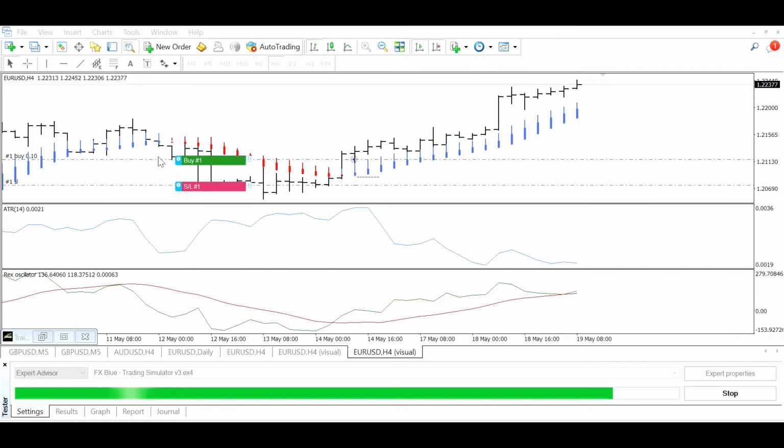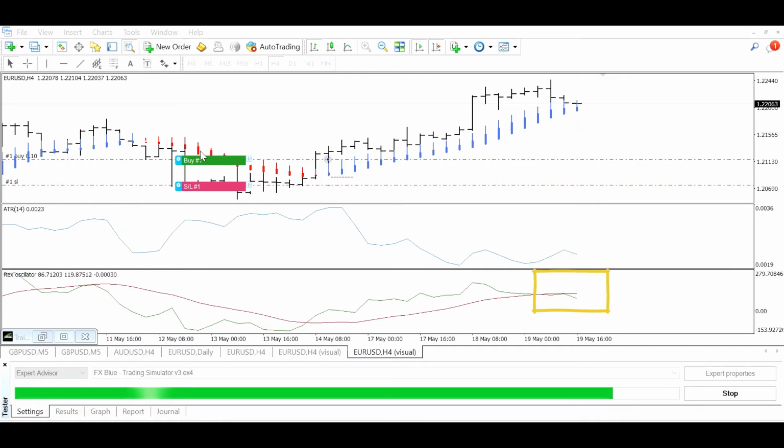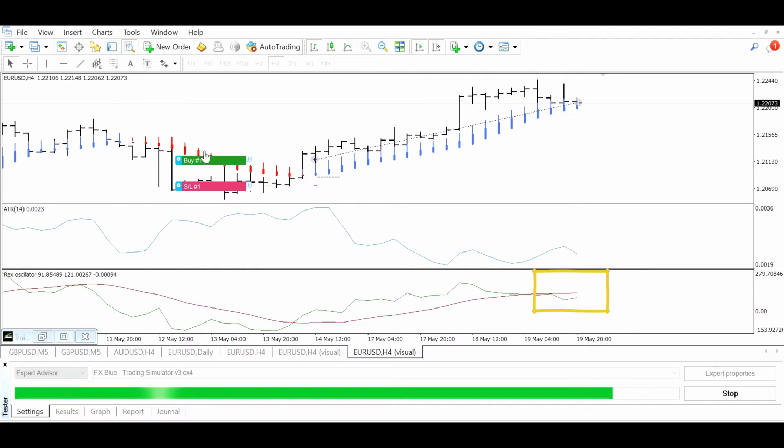To determine our exit, we look to the Rex Oscillator. When the Rex crosses with the red line over the green, indicating a sell signal, we exit our trade. We should, however, avoid exiting on a mini cross, that is when the cross is almost unnoticeable, as this may simply be a retracement.